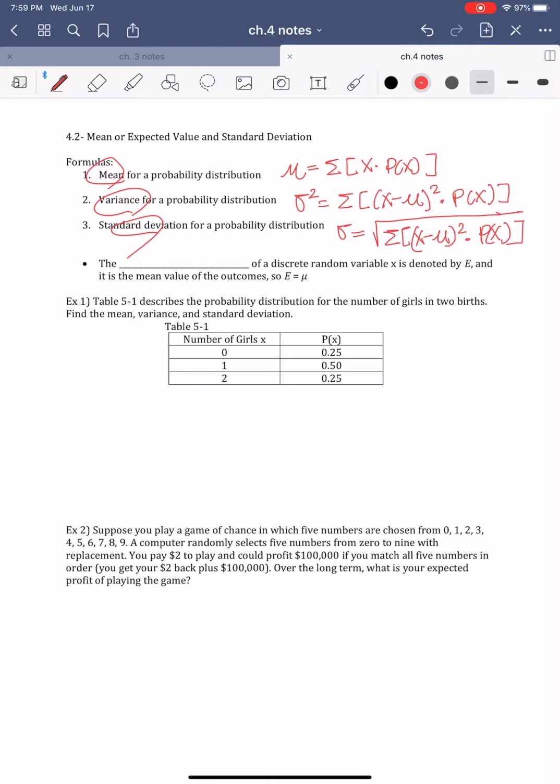Okay. The expected value of a discrete random variable X, denoted by letter E, is the mean value of the outcome. So mean and expected value are the same thing. You could say mean or expected value. That's basically asking you to find the average. Let's take a look at example 1. Table 5.1 describes the probability distribution for the number of girls in 2 births. Find the mean, variance, and standard deviation.